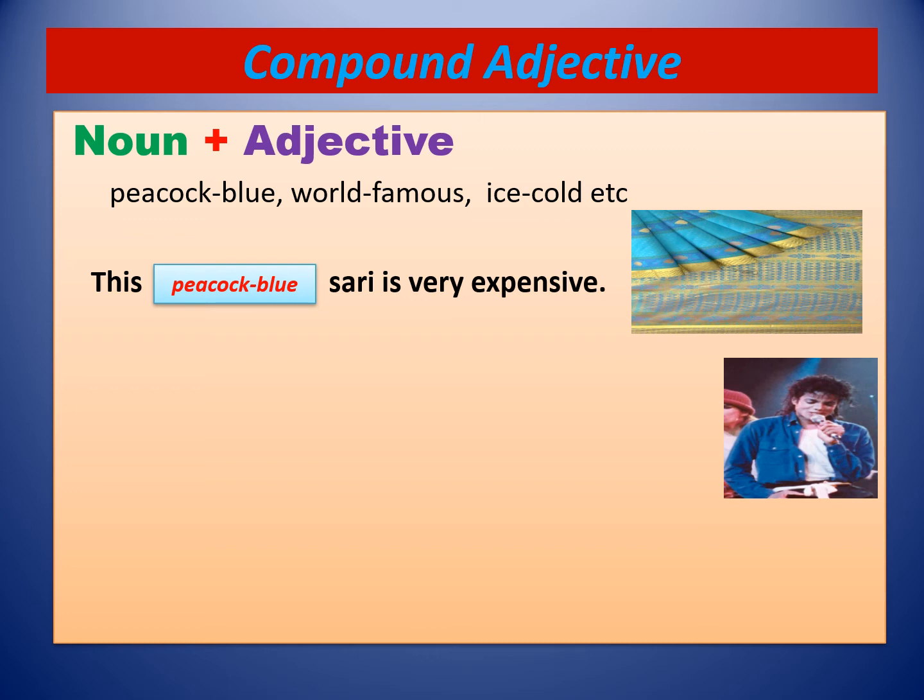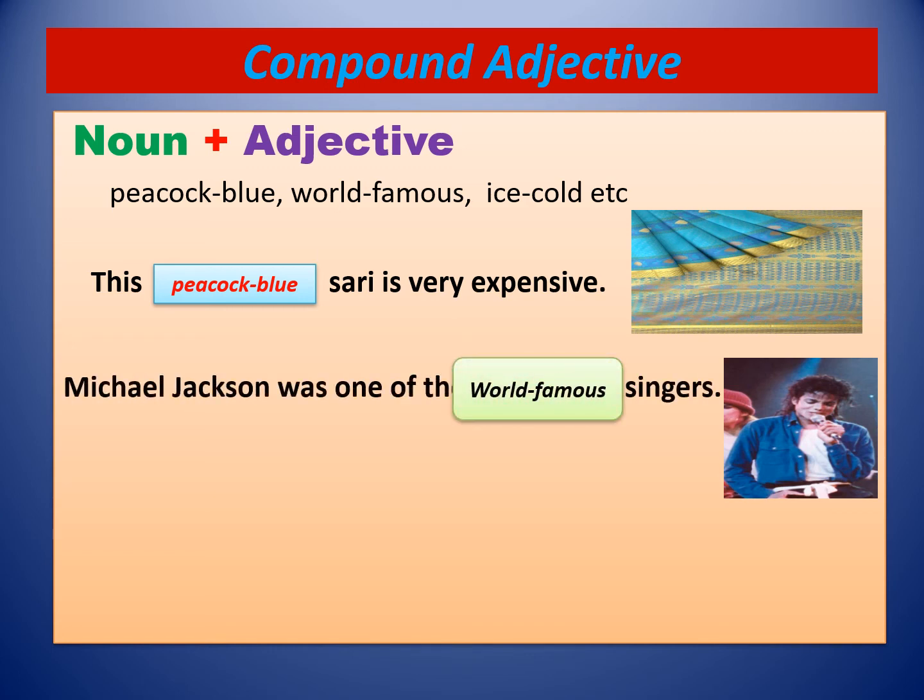Students, can you recognize the person in the picture? Michael Jackson. Michael Jackson was one of the world famous singers. So world famous is a compound adjective in the sentence. It is modifying the noun singers. World is a noun, famous is an adjective. Another example. See the picture.